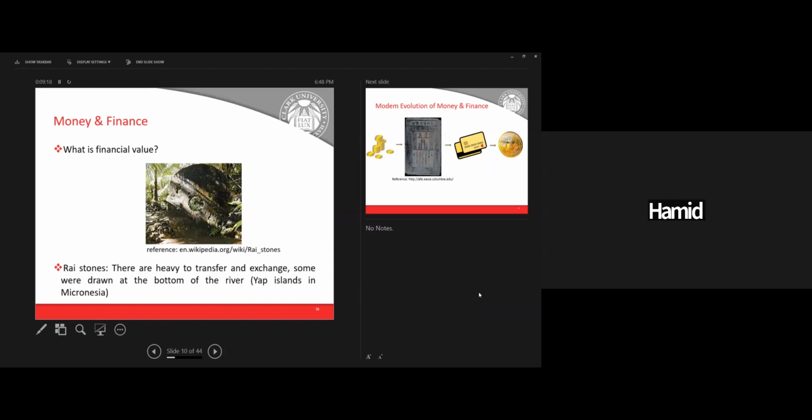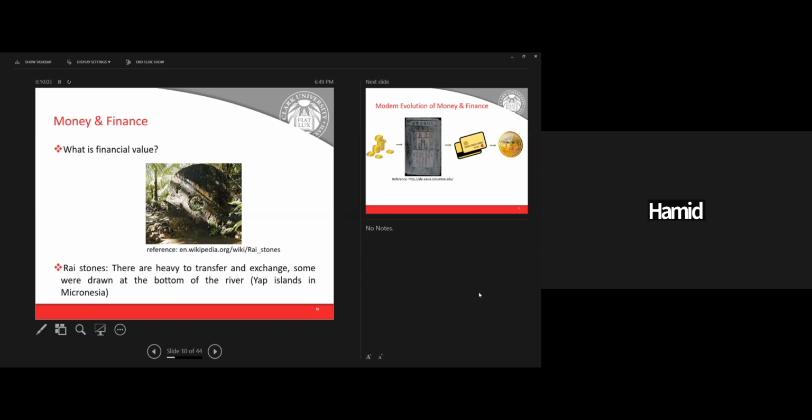There's an interesting story about Yap Island. In Yap Island, actually it's a historical story, they created rye stones, these big stones, and they actually used them as some sort of currency for exchanging values. They are very big and heavy. If they wanted to buy some food, they just carried those heavy stones, gave them to someone else, and took food instead.